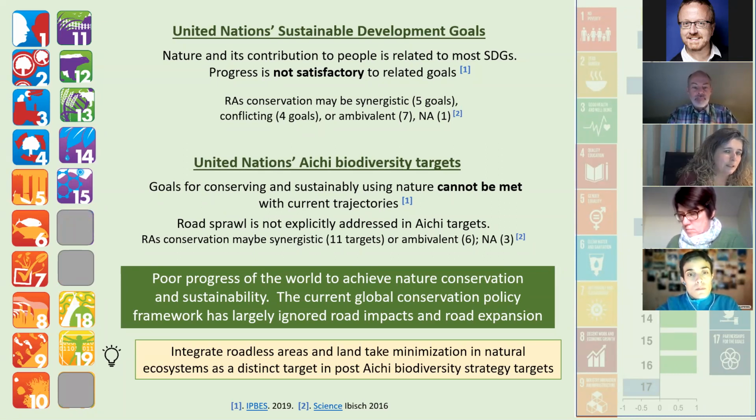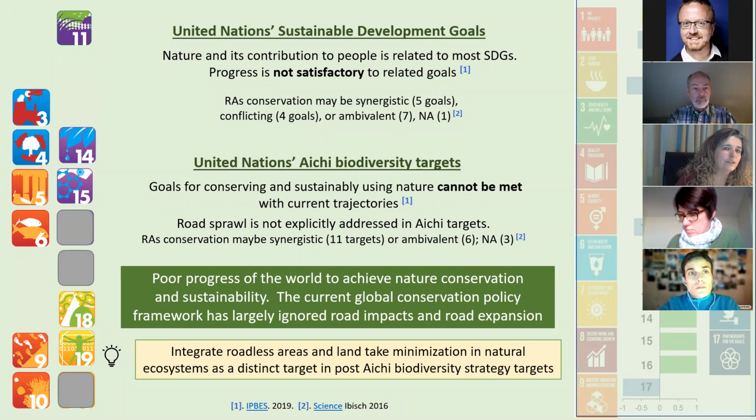And in both legal instruments, road impacts and road expansion are largely neglected. I have here a picture from the Science paper showing how many SDGs are synergistic with roadless areas. And here are the Aichi targets. These are irrelevant, but we have only 5 goals that are really synergistic, 4 conflicting, and so on. I'm sorry, 11 targets that are synergistic with the roadless areas. So the point for discussion is how we could integrate roadless areas and land take in the post-Aichi biodiversity strategy targets.